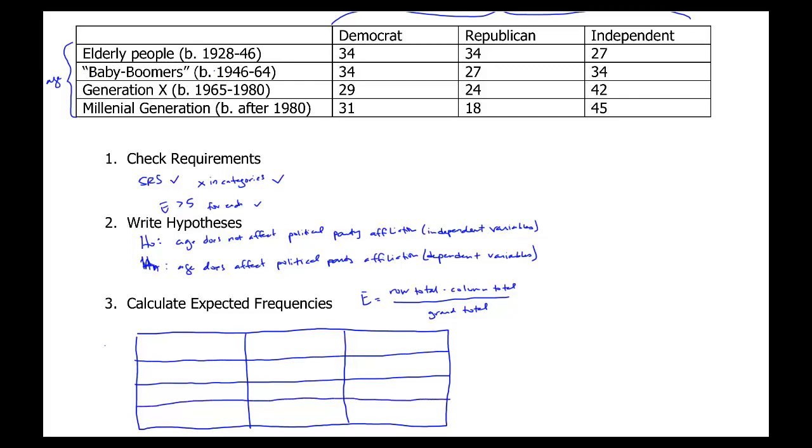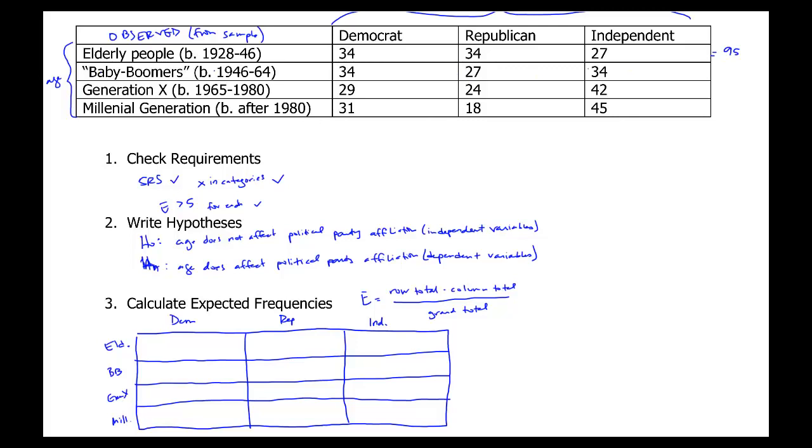So for ages we have elderly, baby boomers, Generation X, and millennials. And for political parties, we limit it to 3: Democrat, Republican, or Independent. So we need row totals and column totals and a grand total. So we're going to go up to our observed values, which is what's in this table. So observed values from the sample. And we're going to do row totals first. So 34 plus 34 plus 27. So the row total for that row is 95.